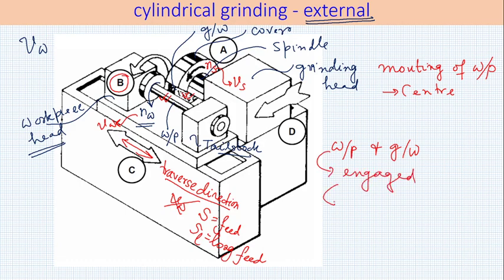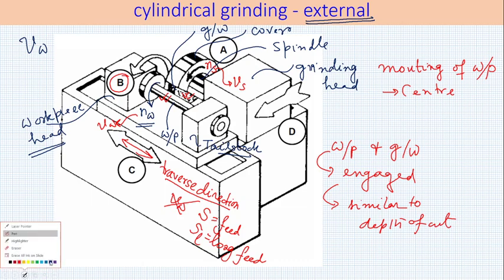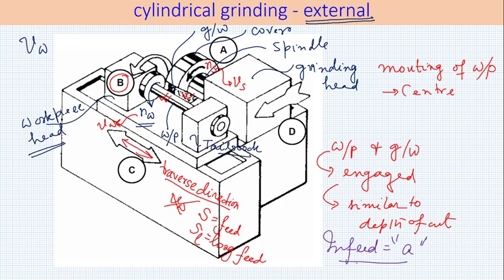This is something similar to depth of cut, and we call it infeed. In surface grinding it is called downfeed because the spindle comes down, and here it is called infeed because the grinding wheel, so this is your infeed axis, the grinding wheel comes towards you, so it is infeed.